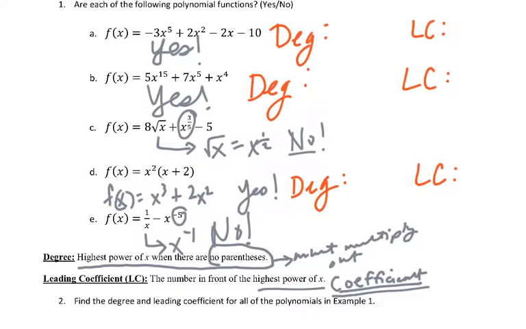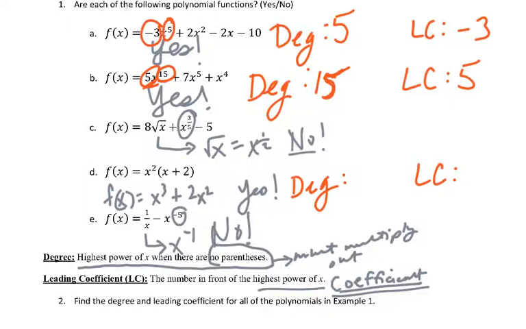Okay, so for the first one, the highest power that we have here is a 5. So this is a 5th degree polynomial. The leading coefficient is the coefficient on that highest powered term, so our leading coefficient is -3. On the second one, our highest power is 15, so it's a 15th degree polynomial, and our leading coefficient is a 5, the coefficient for that highest powered term.